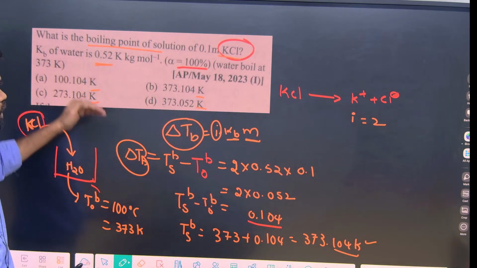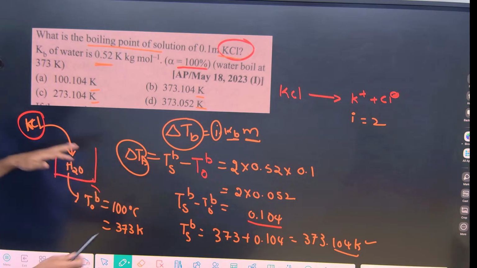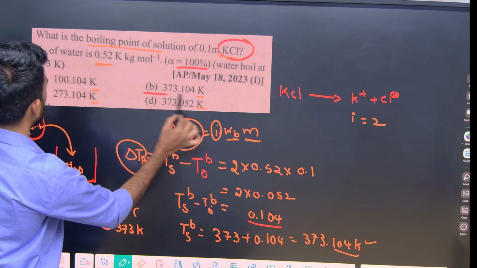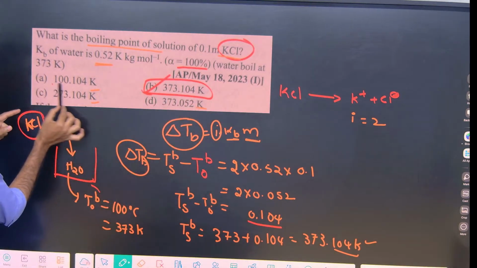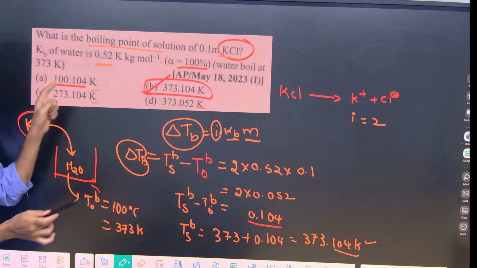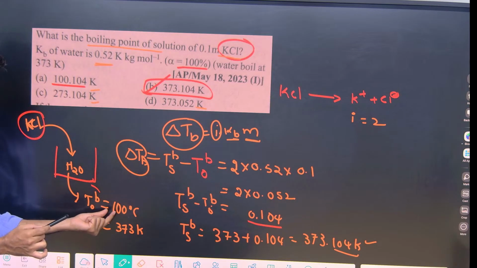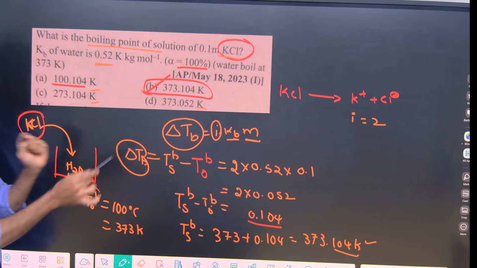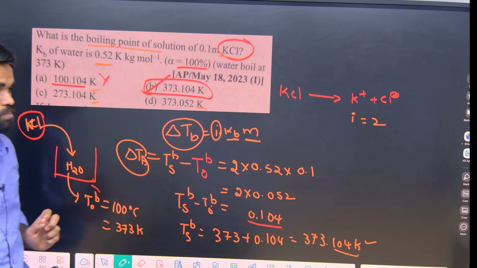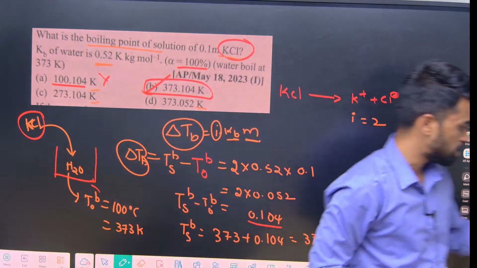So where do we have, out of these options, 373.104? Yeah, so this is your perfect answer. If you look at the first option, they mentioned 100.104, but this is incorrect, because that is in degrees and this is in Kelvin. So the perfect option is B. I hope this discussion is clear now.